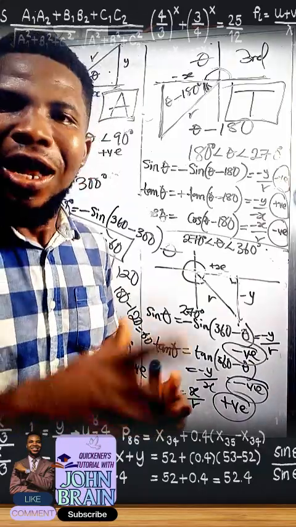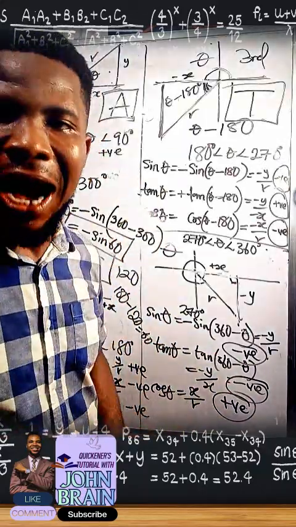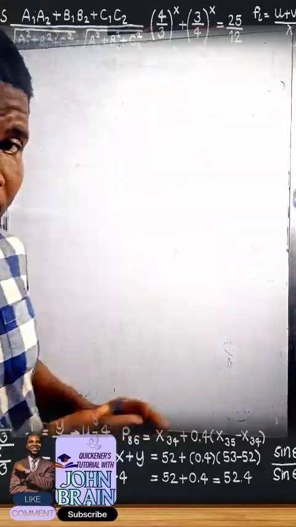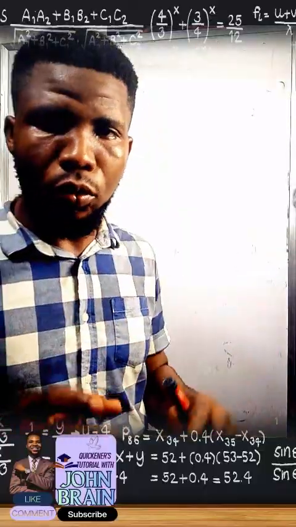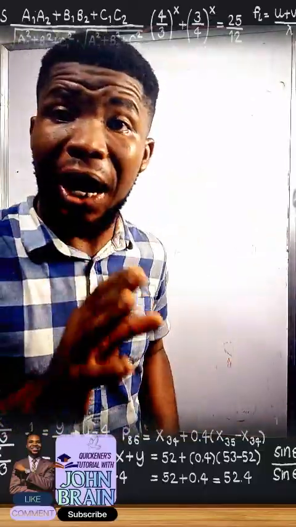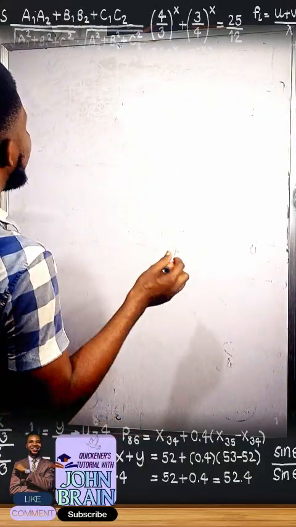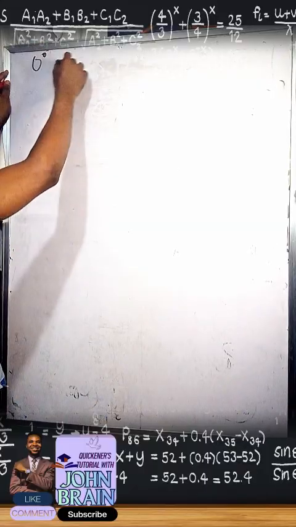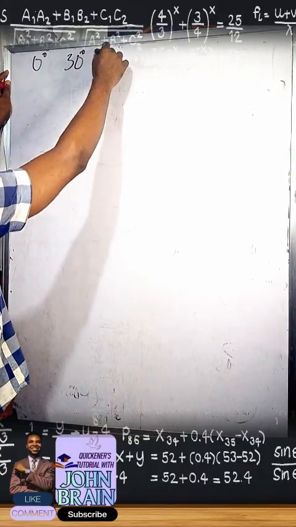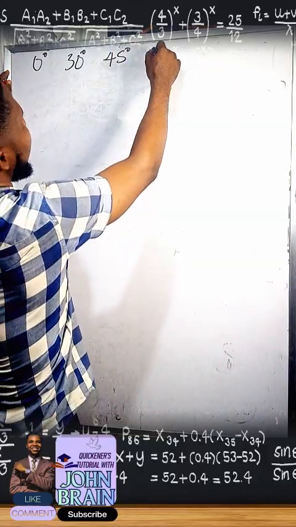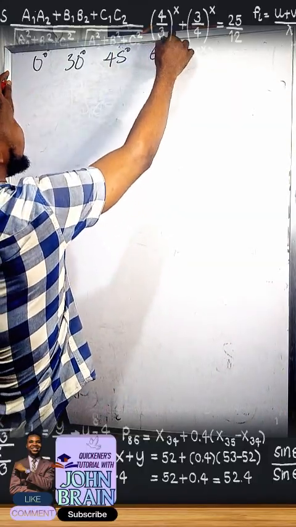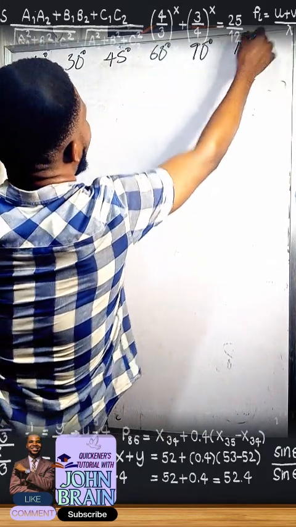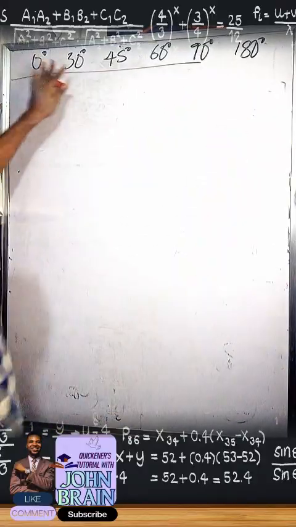You understand that now? So let's solve questions and see how we apply everything we have done to those questions. But before we solve them, let's do the trigonometry of special angles. So what are the special angles? We have 0 degrees, 30 degrees, 45 degrees, 60 degrees, and then 90 degrees. Of course, we have more, but these are the focus we have now.